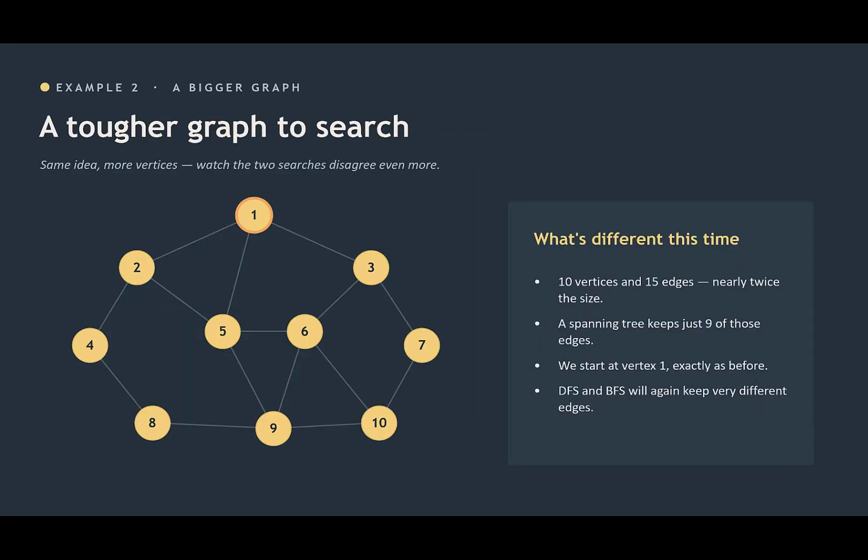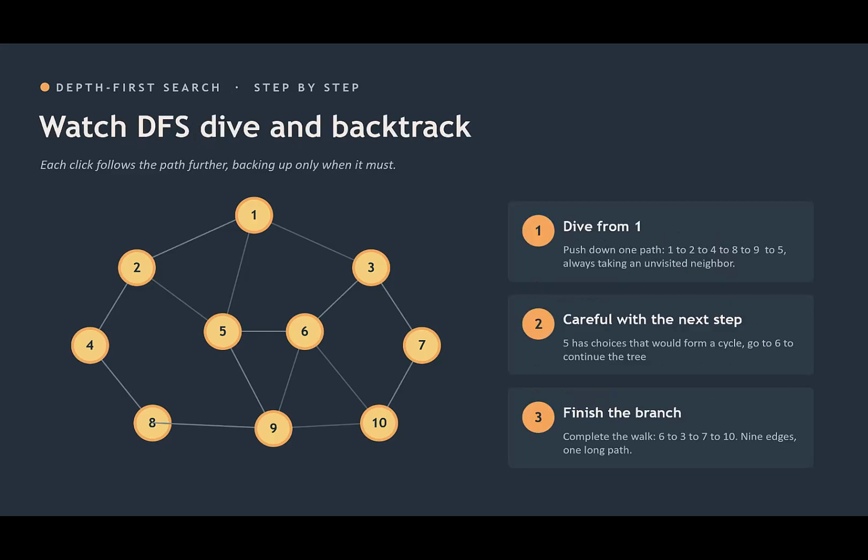Let's do that again. This time we have 10 vertices and 15 edges, so this is nearly twice the size. This time our spanning tree has 9 edges. Instead of labeling the vertices by letters, I've labeled the vertices by numbers. We're going to start our searches at vertex 1, and we'll use both DFS and BFS to find our spanning trees. Using DFS, we're starting at 1 and we're going to take a deep dive into the edges.